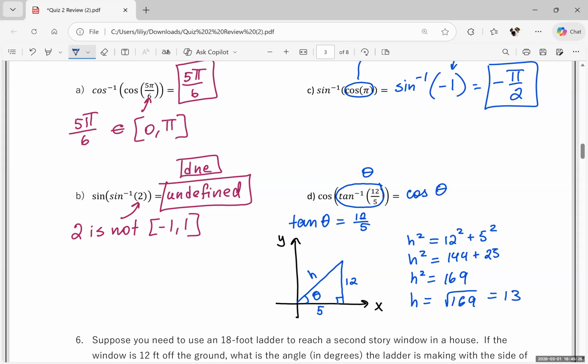Now, we just need to find the cosine of that same angle theta. So cosine of theta is adjacent, which is 5, over the hypotenuse, which is 13.